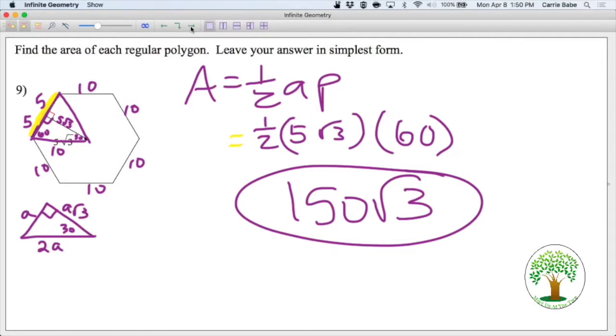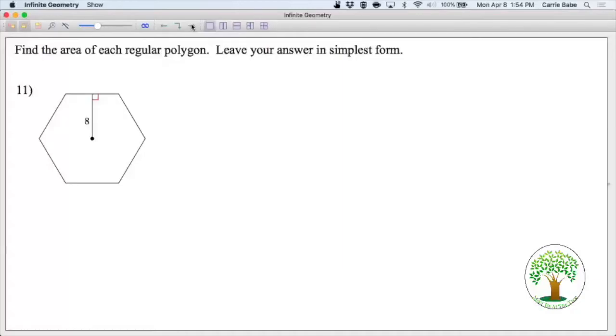All right, you're going to have to use your 30, 60, 90 triangle if you need. Keep a drawing of your 30, 60, 90 triangles and 45, 45, 90 triangles at the top of your paper. That will help. Let's do number 11. 11 is very similar to the one we just did. They're giving us the apothem.